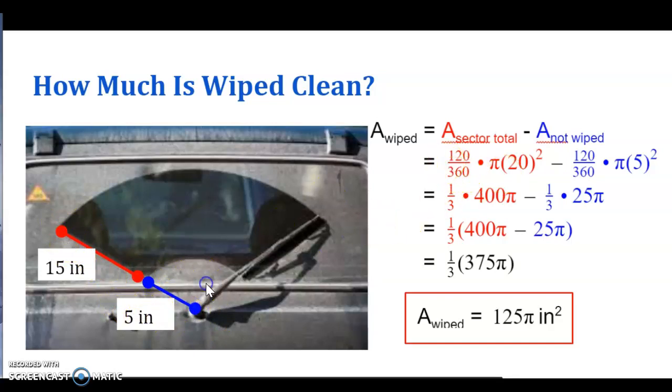And we're dealing with, oh, I didn't tell you, 120 degrees. So 120 degrees out of 360 degrees multiplied by pi r squared. And the area that is not clean, this little area, is going to be again 120 divided by 360 multiplied by pi r squared. R in this case is 5. Simplify that to 400 pi times a third, and 25 pi times a third. So subtracting that from this, that's 400 pi minus 25 pi, multiplied by a third. And so a third times 375 pi is actually 125 pi square inches. So the area that is white is 125 pi square inches.